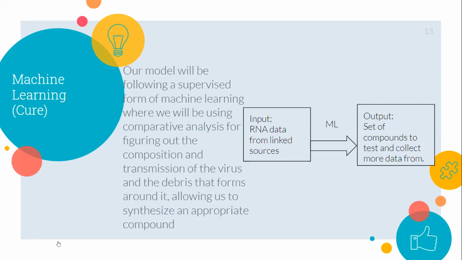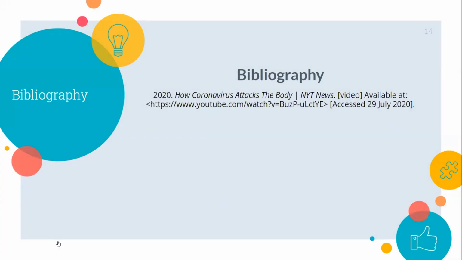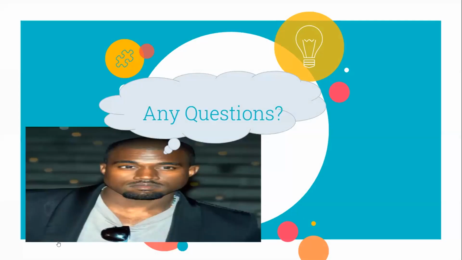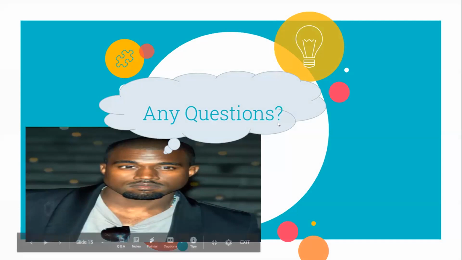A set of compounds will be collected, and through rigorous testing, we can come down to basically a set of between 5 to 10 compounds, which hopefully should have similar solutions. Right, so this is our bibliography, and let's go past this. Any questions? We now open this up to any and all questions.